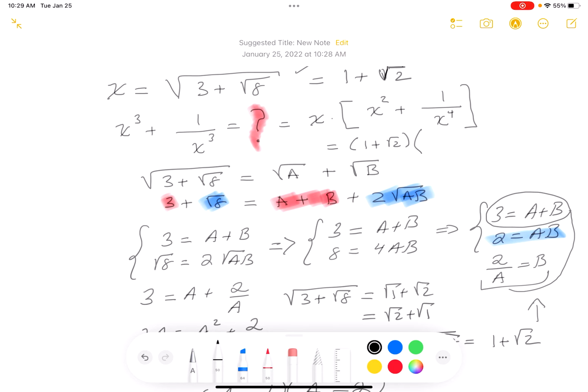x squared is really simple. And I'll be honest with you, I'm just looking at it. It's got to be 3 plus root 8. So 3 plus root 8. And what's root 8? It's 2 root 2's. Plus, that's going to be a tough one, 1 over x to the 4th power.